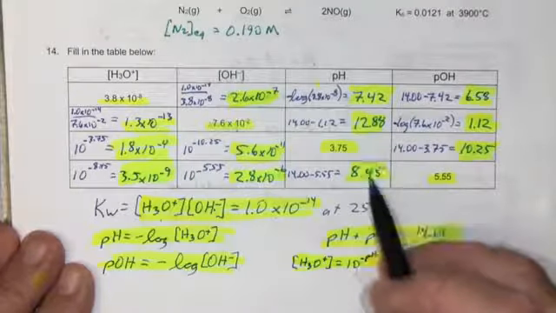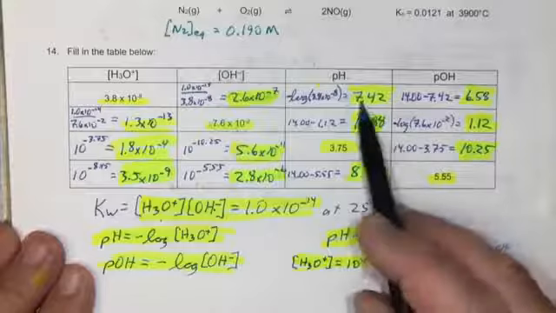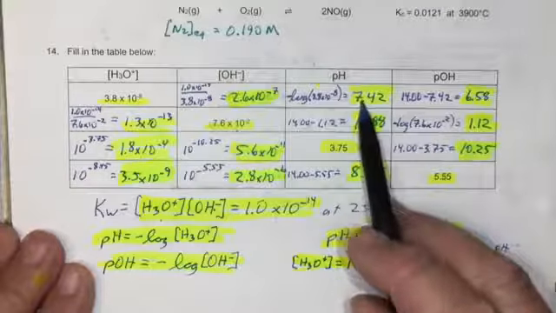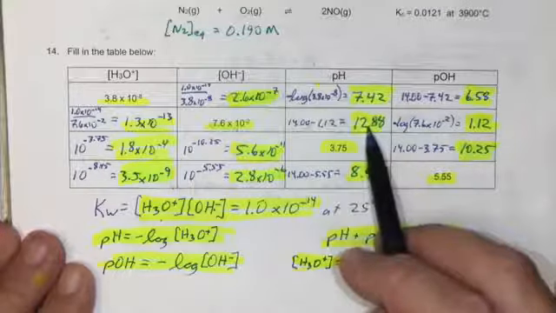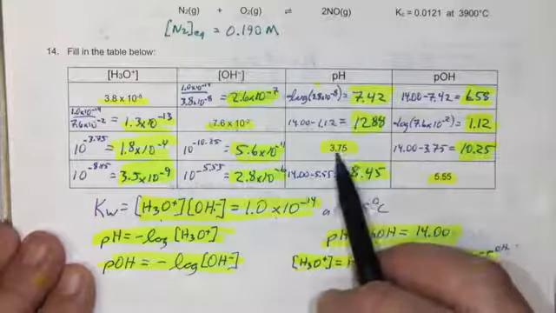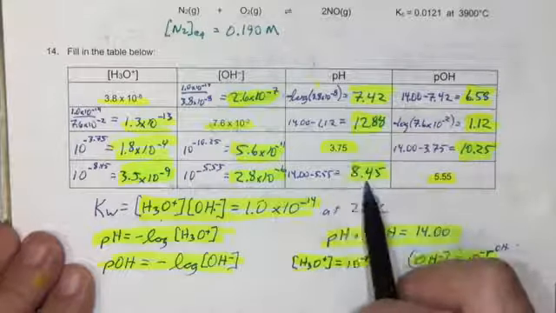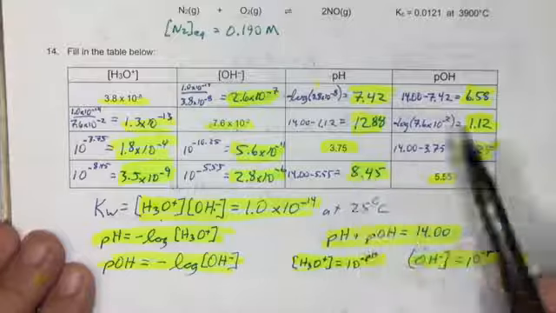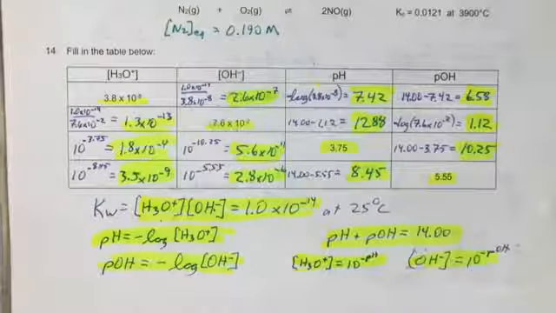The pH is greater than 7. If the pH is greater than 7, it's basic. So this pH is greater than 7. This is slightly basic. This is very basic. The pH is much greater than 7. This is acidic. The pH is less than 7. This is basic. The pH is greater than 7.